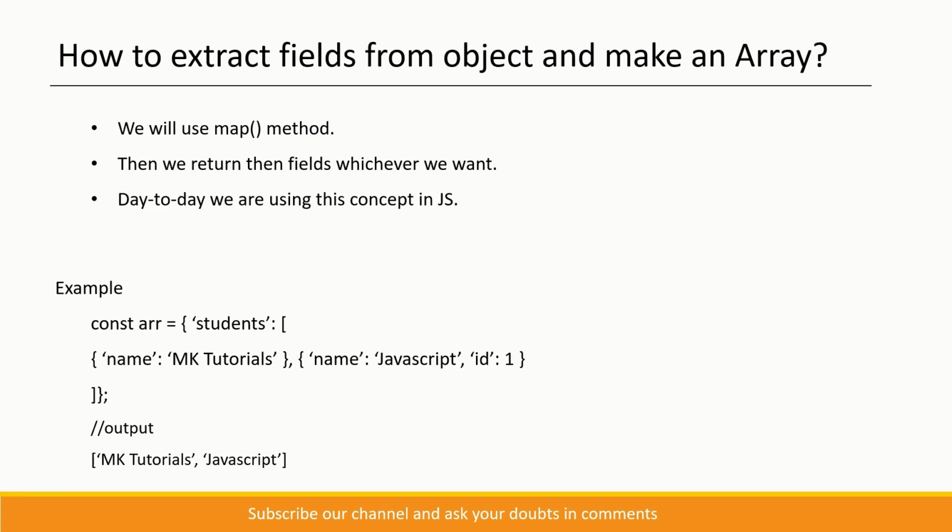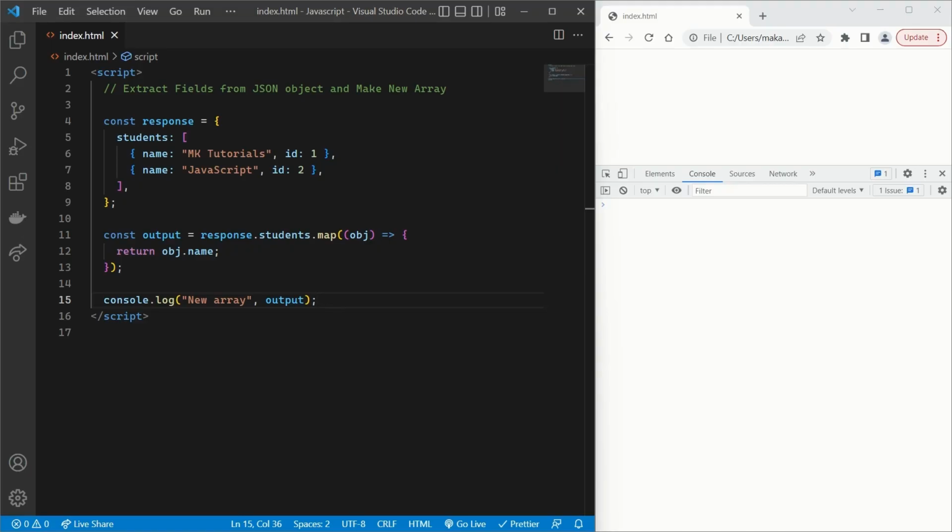Let's see this example at the code level. Yeah, this is the example. Here we have the response object. In the final output we want only the student's name, we don't want the student's ID. Let's see how we get only the student's name.